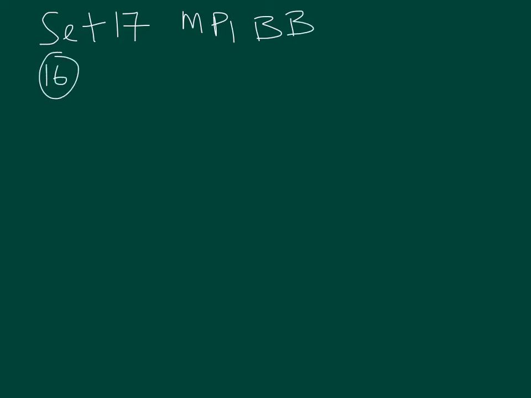Okay, this is set 17, Math Paper 1, Booklet B. We go on to question 16 now. Question 16. Find the value of 27 divided by 3 plus 100 minus 86.